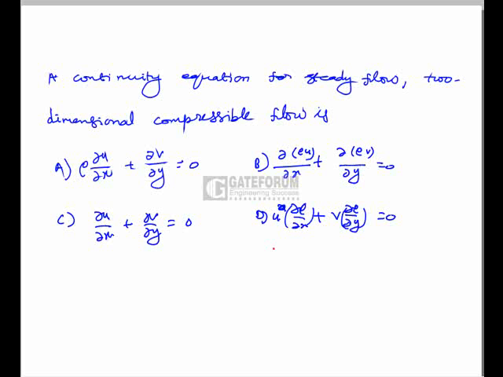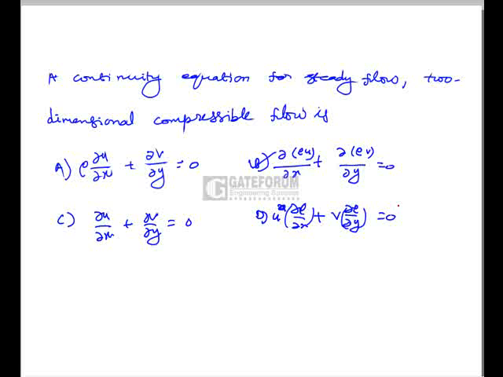A continuity equation for steady flow, two-dimensional compressible flow is. So here the options are rho dou u by dou x plus rho dou v by dou y is equal to 0, and dou rho u by dou x plus dou rho v by dou y is equal to 0, dou u by dou x plus dou u by dou y is equal to 0, and u dou rho by dou x plus v dou rho by dou y is equal to 0. But here the given flow is steady flow, but it is a compressible flow. But in compressible flow, the density will be variable. So the right answer is B. Dou rho u by dou x plus dou rho v by dou y is equal to 0, since density also varies.